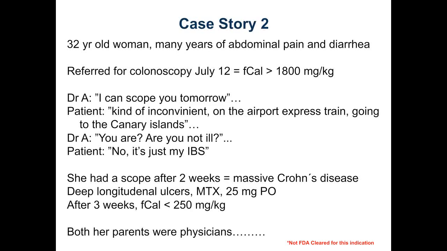Okay, let's go to another case story. This one is quite cute. A 32-year-old woman, many years of abdominal pain and diarrhea. She was referred for colonoscopy in July, and that was the middle of the vacation in Norway. Very difficult to have a colonoscopy. And her family doc had done calprotectin, and it was higher than 1,800. So I called her in the morning. I said, you know what? I can scope you tomorrow. I have an opening. And the patient said, it's kind of inconvenient because I'm on the airport express train going to the Canary Islands on vacation.